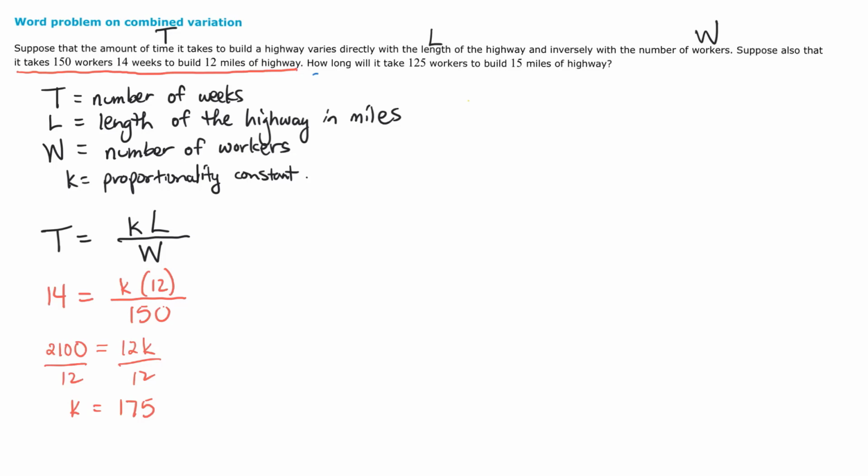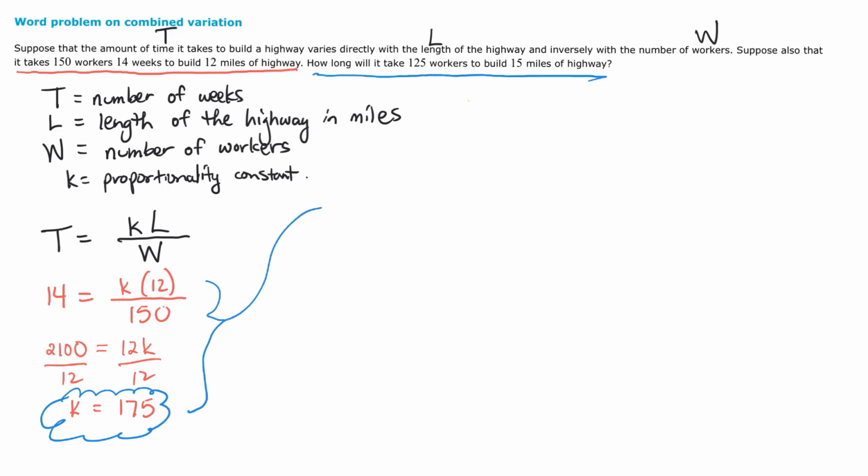Now we're ready for the very last sentence. The last sentence says, how long will it take 125 workers to build 15 miles of highway? So we're going to take all this information, specifically K. K is going to be very important. The last part is really our third example. W is 125, L is now 15, and the only thing left to solve for is T. How long means time. So you're really looking for time.